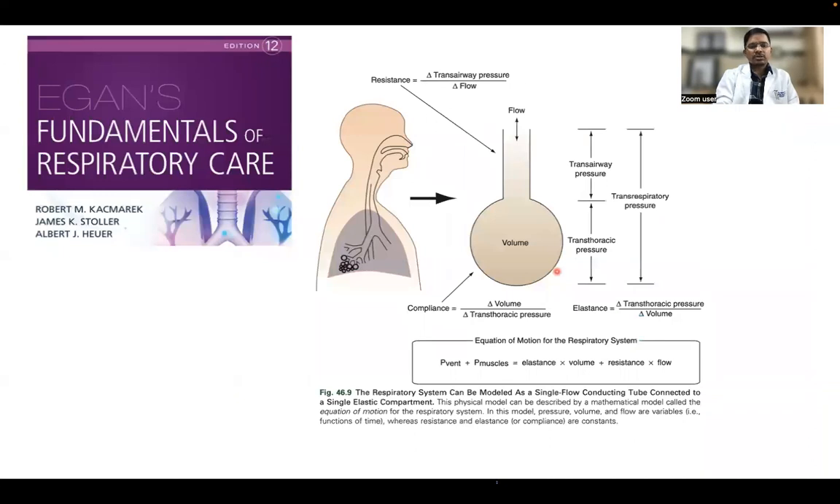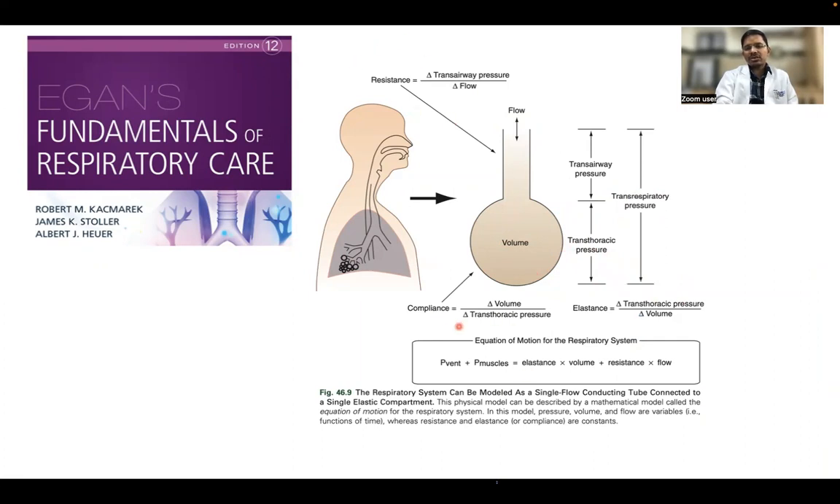Next, the most important equation we use for mechanical ventilation is called the equation of motion of the respiratory system. This is a model of a single tube and a single elastic property, a single elastic lung. Whenever gas flow is happening, because of the pressure gradient, gas flows from the mouth to the alveolus. There are various pressures we should understand: transairway pressure, transthoracic pressure, transrespiratory pressure. Basically, all this pressure is required to overcome the compliance of the lungs and chest wall, as well as the resistance.